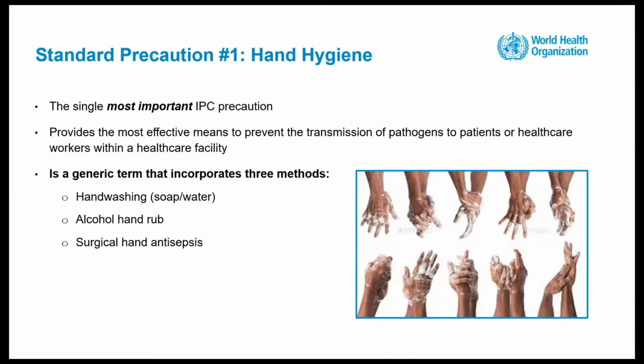It is a generic term that actually incorporates 3 methods. So when I talk about hand hygiene, I'm actually referring to an umbrella term that incorporates hand washing, which is actually washing the hands with soap and water. I'm also talking about the utilization of alcohol hand rub, and I'm also talking about surgical hand antisepsis.